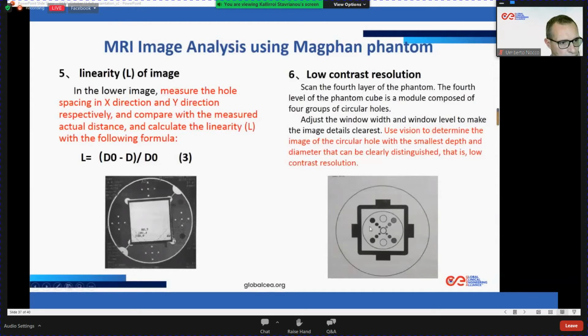The sixth is low contrast resolution. We can use vision to determine the image of the circular hole with the smallest diameter that can be clearly distinguished. That is low contrast resolution.